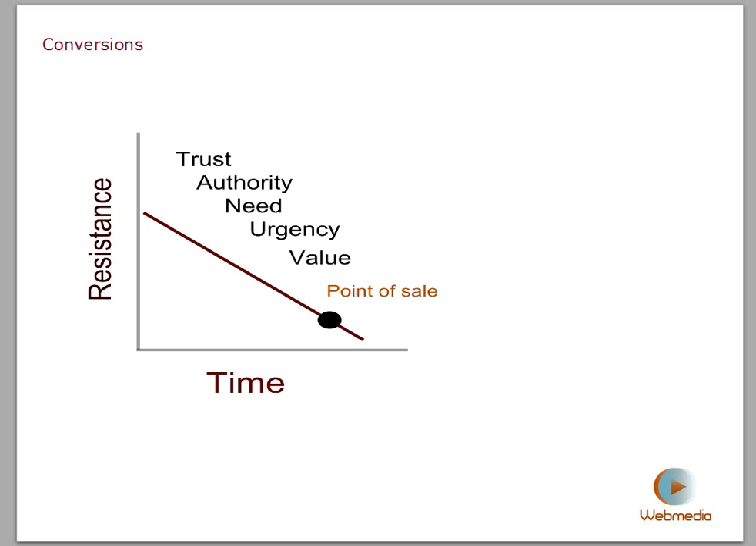Now the point that I'm trying to make is, what can you do to establish these elements of trust, authority, need, urgency and value through your online content that is going to lead somebody from a point of high resistance to a point of low resistance where they actually commit to the sale. And a couple of those things I want to share with you now.